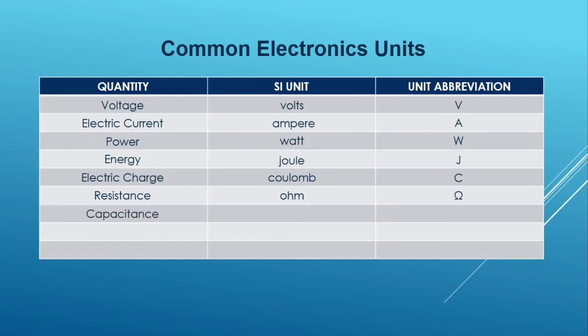Next is capacitance. So the unit of capacitance is farad, and the symbol of farad is capital F. Second to the last is the inductance. The unit of inductance is henry, and the symbol of henry is capital H. The last one is the frequency. The unit of frequency is hertz, and the symbol of hertz is capital H and small letter z. So those are the standard units in electronics and mechatronics.